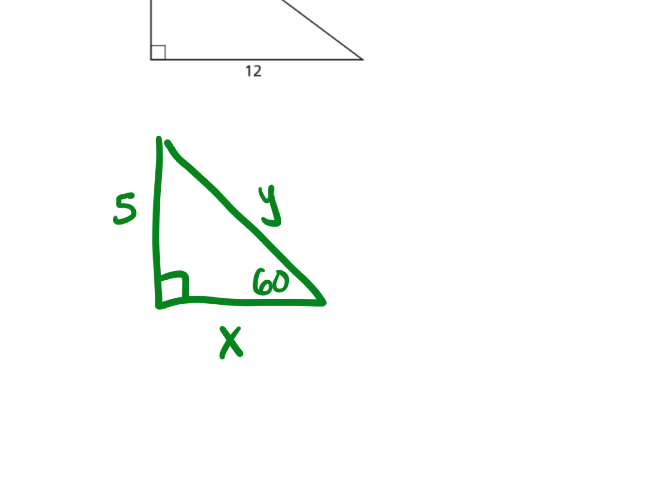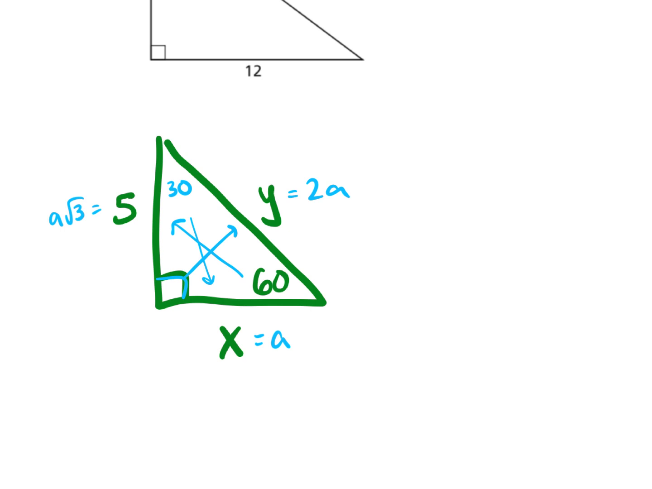So if one of our angles is 60, that means the other one is 30. What's opposite of the 30? So opposite of 30, start with the smallest, that's just our A. What's opposite of 60? A square root 3. And what's opposite of 90? 2A.